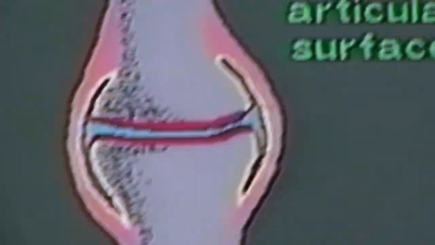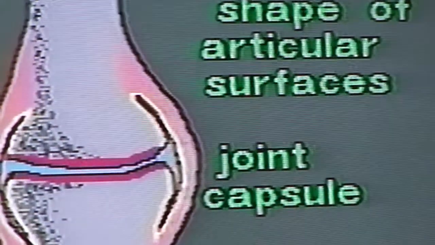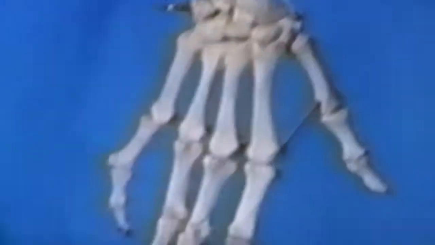Although synovial joints are freely movable, the actual range of movement permitted is dependent on the shape of the articular surfaces of the bones, the strength and tautness of the joint capsule and associated ligaments, and on the size, arrangement, and action of the muscles acting on the joint. Let us now look at some of the various types of synovial joints.